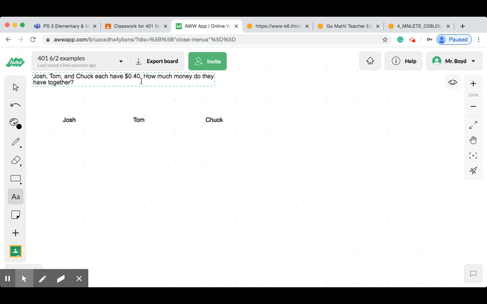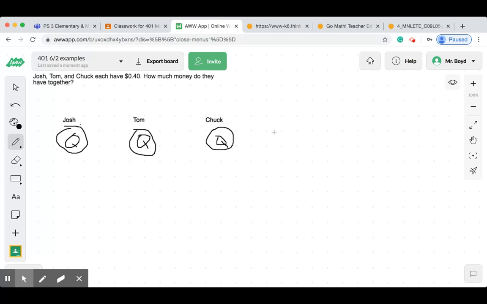Now, I know 25 cents is a quarter, so that's less than that. So I'm going to use at least a quarter for all of them. So let's start with that. I'm going to draw a quarter for all three of them. Now remember, all three of them have 40 cents, so you have to draw it for all of them. I'm just going to put a Q so we know it's a quarter, a Q, and another Q.